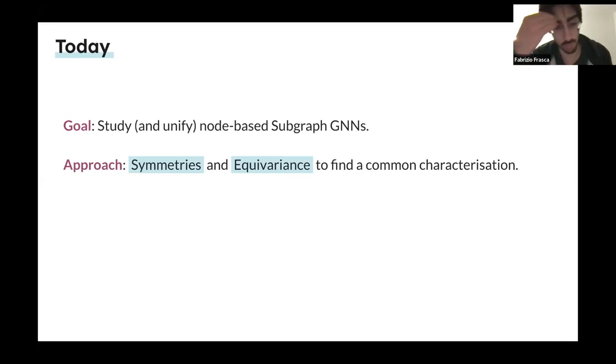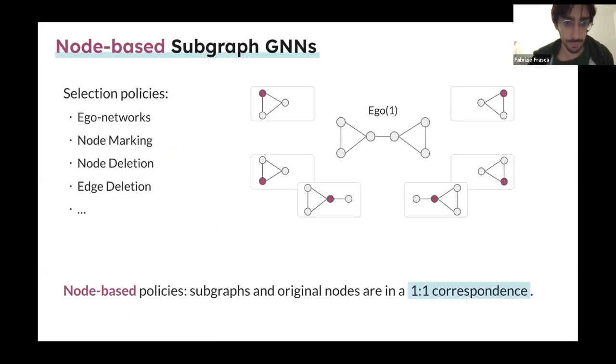So this is where we were. We took a look at many different methods which sometimes unwittingly use subgraphs to enhance the expressive power of message passing neural networks. We would like to unify them, and in particular to study their expressive power. What we did in our paper, to recap, is we focused on a specific family, which we call node-based subgraph GNNs. So let's take a look.